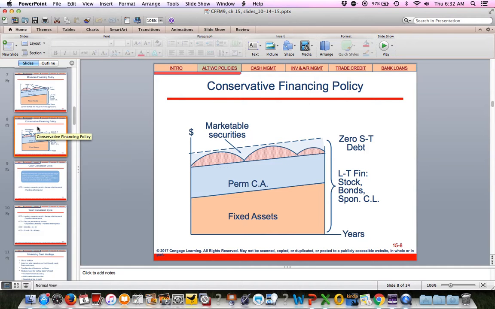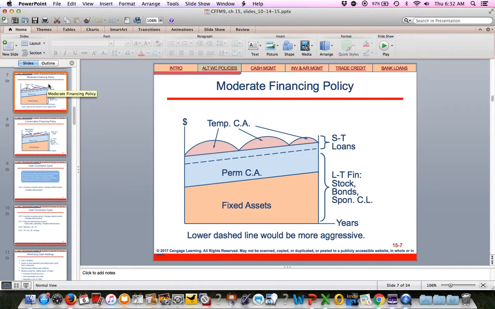Then we go with the conservative approach here, and it says that we're using long-term financing for pretty much everything, and almost no short-term debt. We're using long-term debt to finance everything, and we're maybe just working on some marketable securities. If cash builds up, we're putting that into marketable securities to get a little bit of a return. So that's conservative versus moderate. Most companies are probably somewhere between those two.